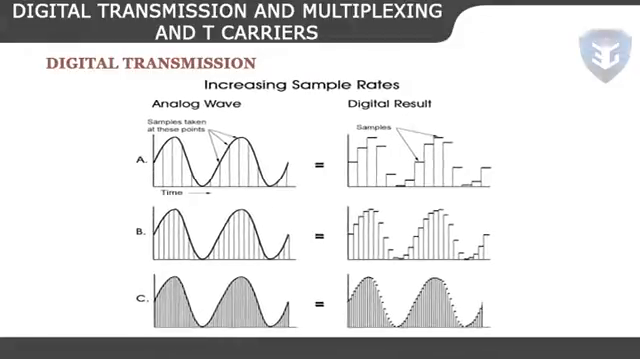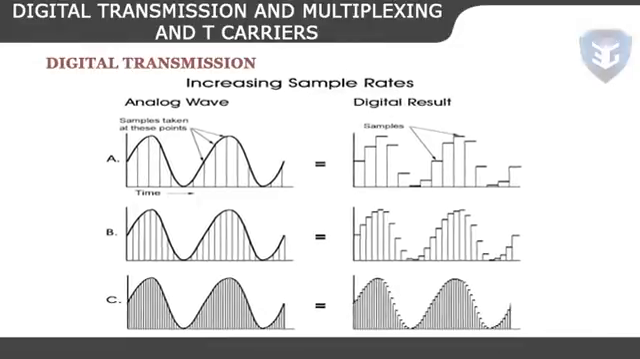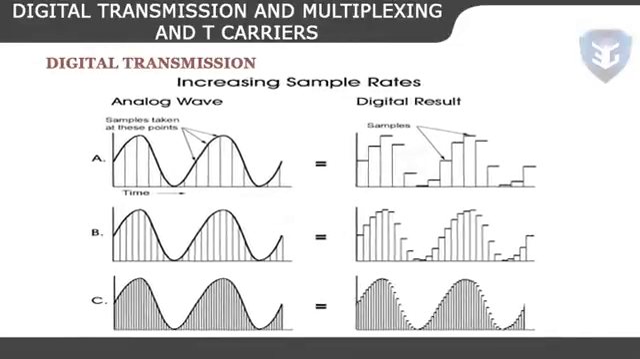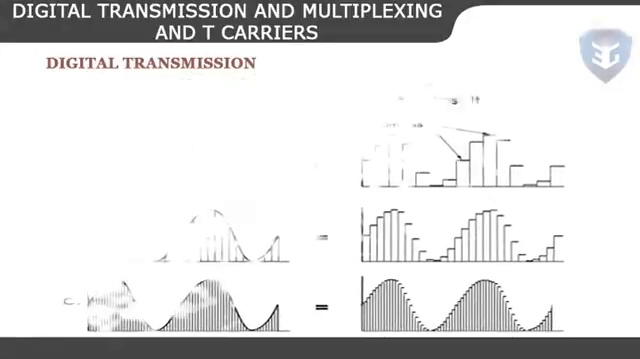Sampling rate. The Nyquist sampling theorem states that for a sample to be reproduced accurately, the minimum sampling rate, Fs, must be twice the highest input frequency, Fa.